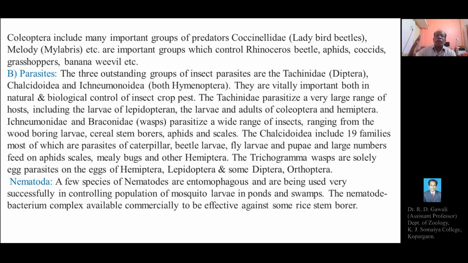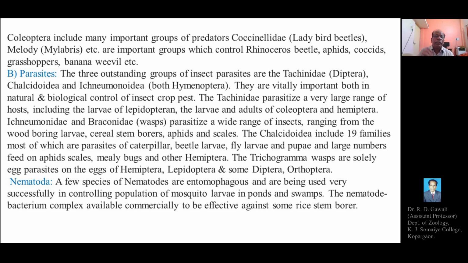Then Nematoda. A few species of nematodes, that is roundworms, are entomophagous, meaning feeding on insects. So there are a few species of nematodes which feed on or prey upon insects and are being used very successfully in controlling the population of mosquito larvae in ponds and swamps.